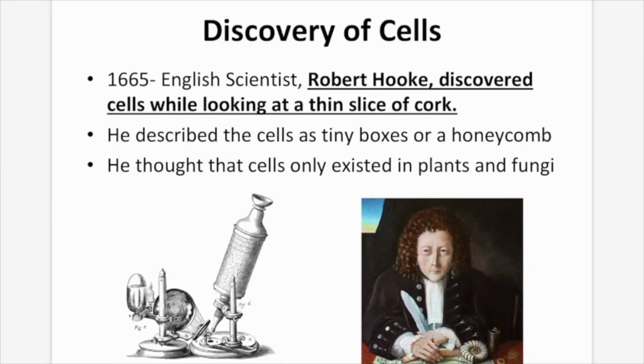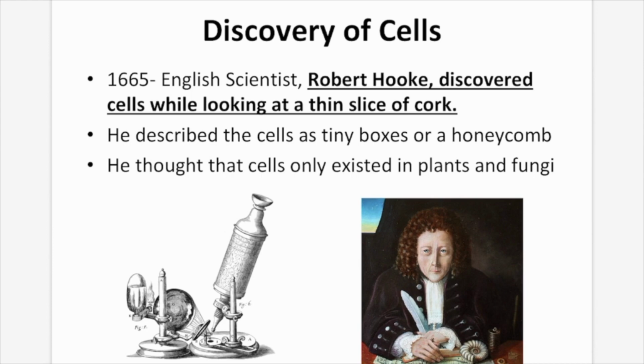Discovery of cells. So in 1665, English scientist Robert Hooke discovered cells while looking at a thin slice of cork. Now we understand that cells are in living things, and even without any knowledge of what cells are, you probably still have an idea that cells are what make up living things. But back in 1665, they had no idea, so they're starting from scratch. So coming up with the idea of cells while looking at a thin slice of cork from the cork tree, it's a pretty amazing thing. It's a brand new thing.